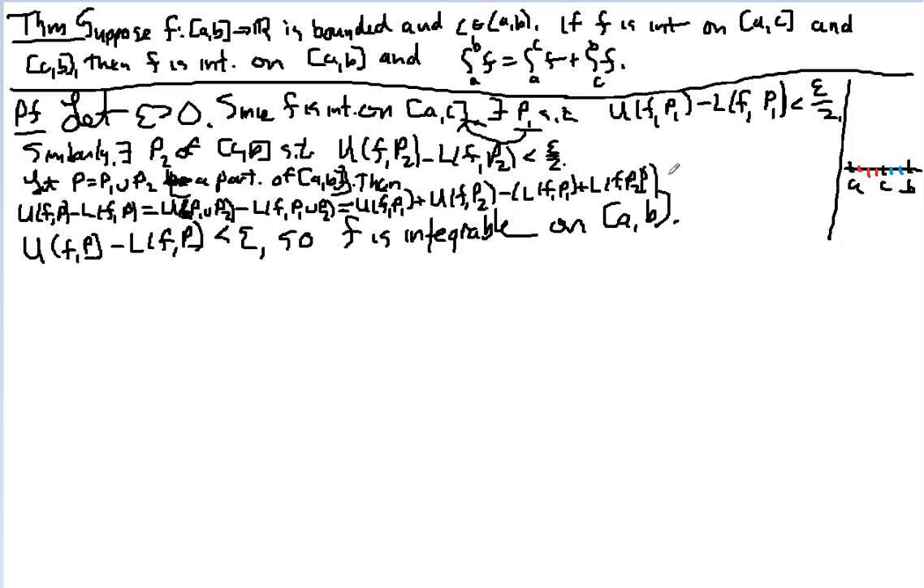But then let's stop fooling around here. Notice what I have here is U of f of P1 minus L of f of P1, which I know is less than epsilon over 2. I also have U of f of P2 minus L of f of P2, which is less than epsilon over 2. So what I get is that for this particular partition, U of f of P minus L of f of P is less than epsilon. So I can conclude that f is integrable on AB. That concludes the integrable part.